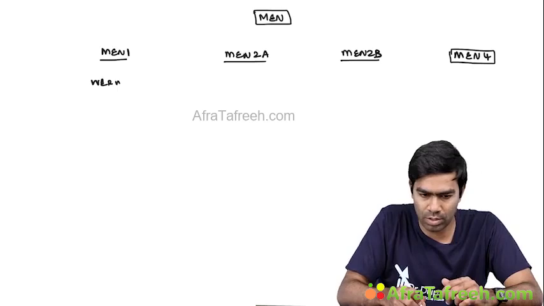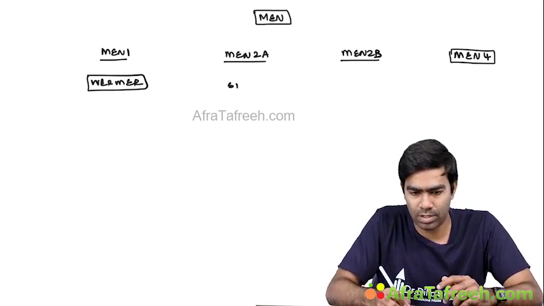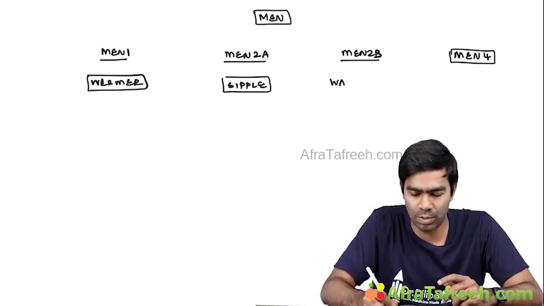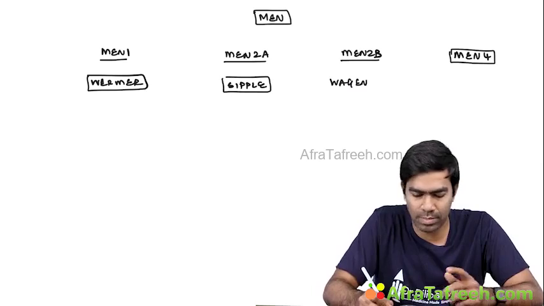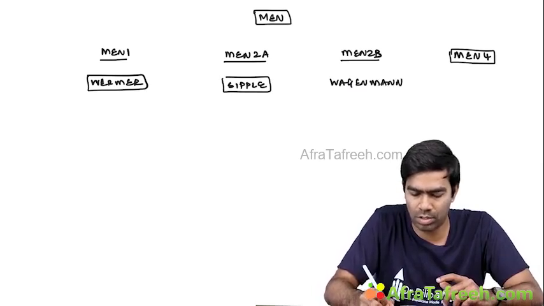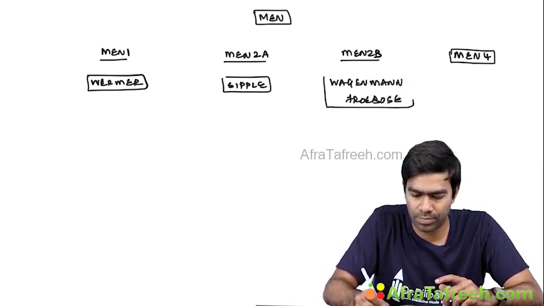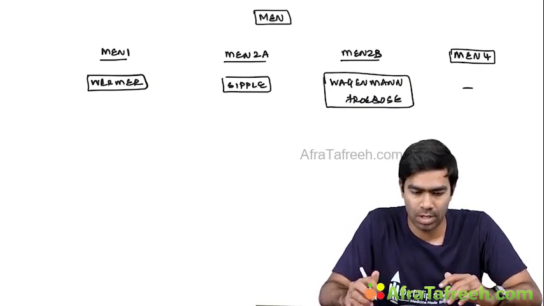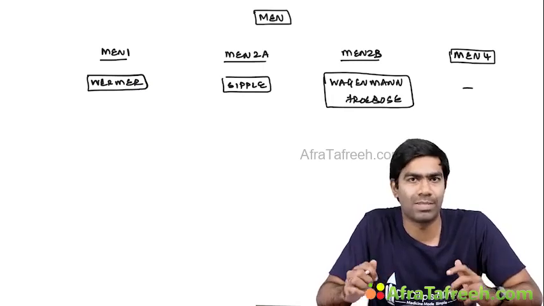So MEN1 is also referred to as Wermer syndrome, whereas MEN2A is referred to as Sipple syndrome, and MEN2B is referred to as Wagenmann-Froboese disease, Wagenmann-Froboese syndrome. Clear? So MEN4 doesn't have any special name for it. And what is the problem? What is the genetic problem underneath these MEN syndromes?